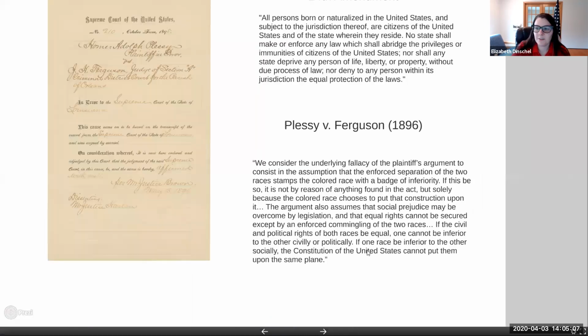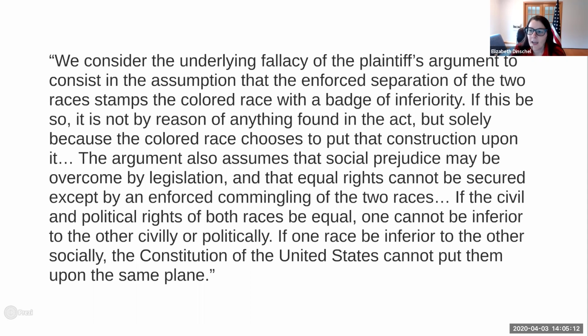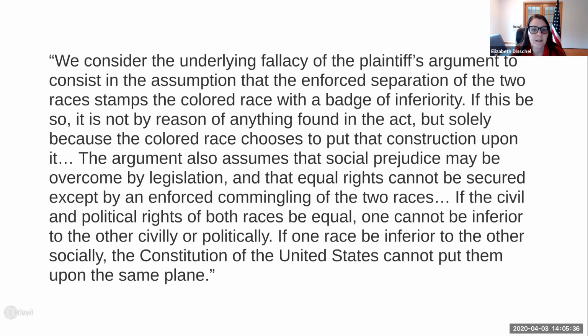This was called Plessy versus Ferguson. And this was a Supreme Court case in 1896. And part of this ruling says, we consider the underlying fallacy of the plaintiff's argument to consist in the assumption that the enforced separation of the two races stamps the colored race with a badge of inferiority. If this is to be so, it is not by reason of anything found in the act, but solely because the colored race chooses to put that construction upon it. The argument also assumes that social prejudice may be overcome by legislation and that equal rights cannot be secured except by an enforced commingling of the two races.